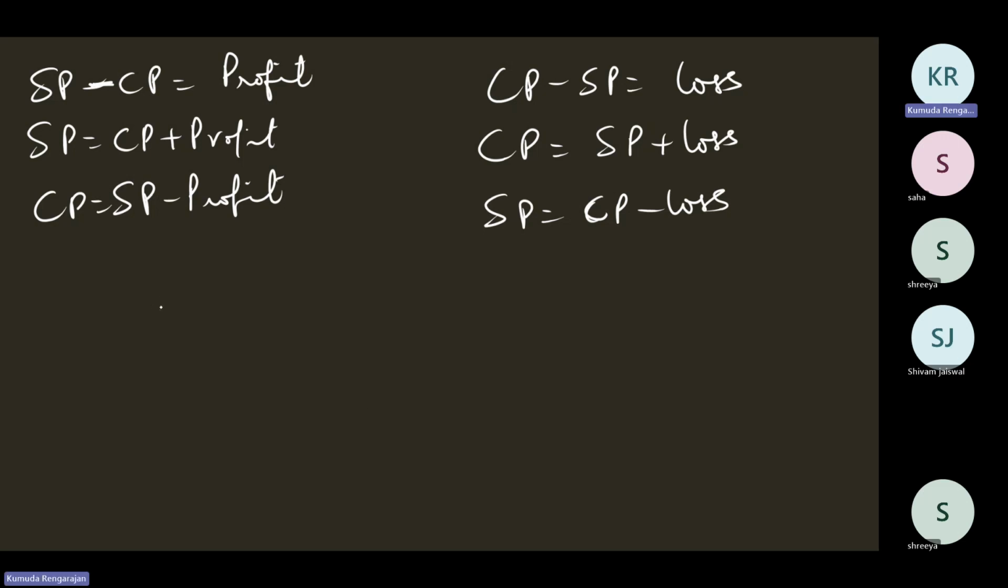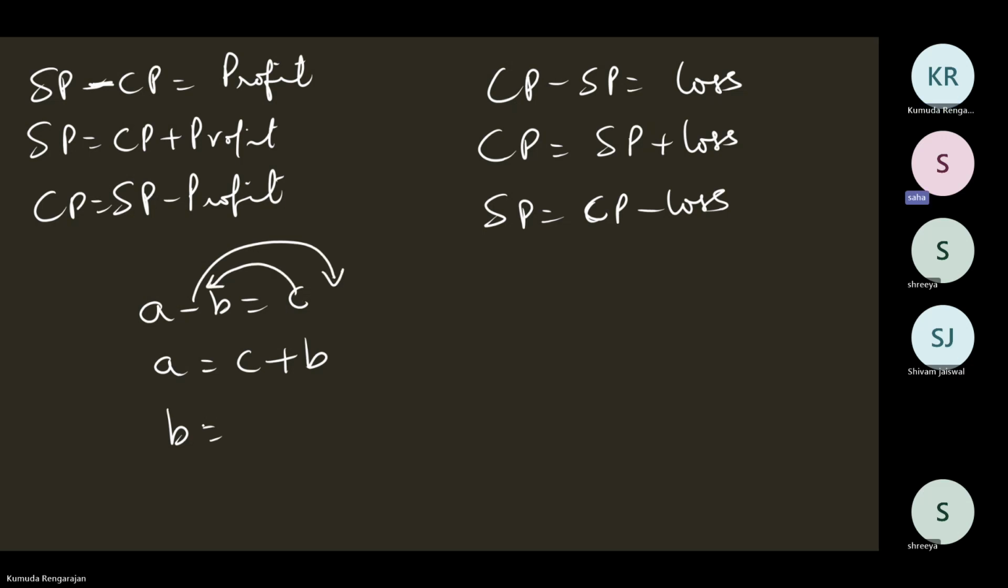It's just like this, children. A minus B is equal to C. So what is A? Tell me. If A minus B is equal to C, what is A? C plus B. What is B? B will be equal to A minus C.